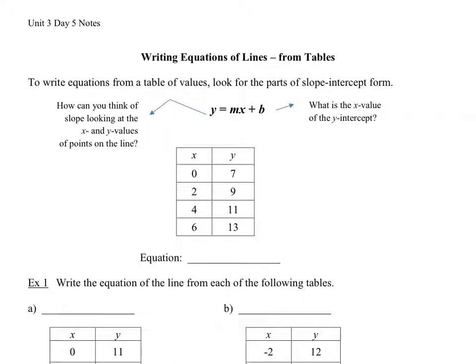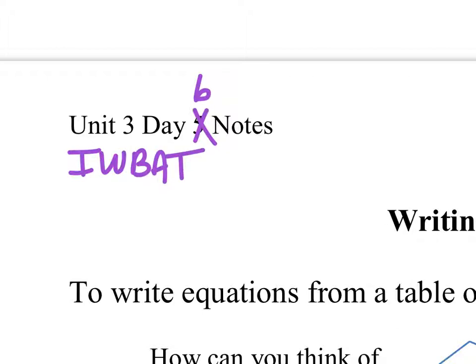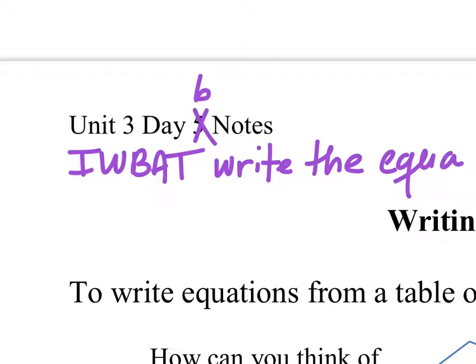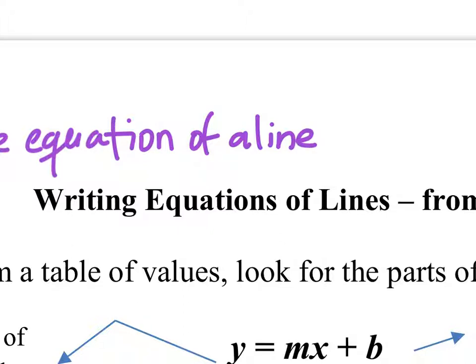And from a table of values, we're going to go ahead and write the equation of the line in slope-intercept form. First order of business, if you guys would cross out Unit 3, Day 5 and write Unit 3, Day 6. We did push this back a day. And then also if you'd write the objective for these notes and for the day. I want you to be able to write the equation of a line in slope-intercept form, but I'm not going to write that, given a table.